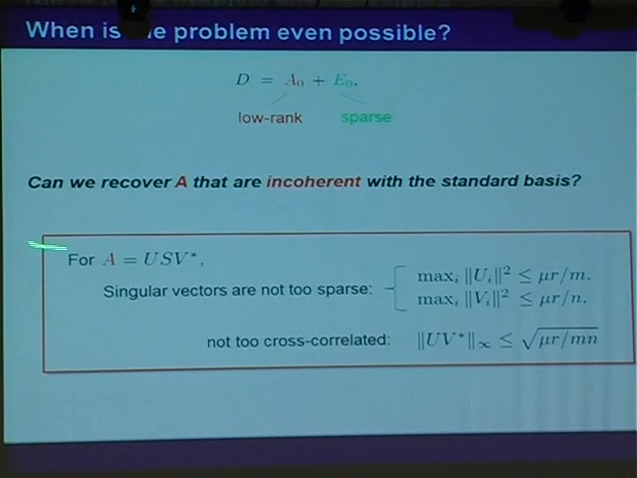But one thing you can ask, to make the problem better posed, is: can we at least separate an A that is incoherent with the standard basis, with the sparse entries? The A itself is not that sparse. Can we do that? There are some mathematical conditions, a conventional way of specifying that they are somehow incoherent. So under this condition, the problem might be possible.